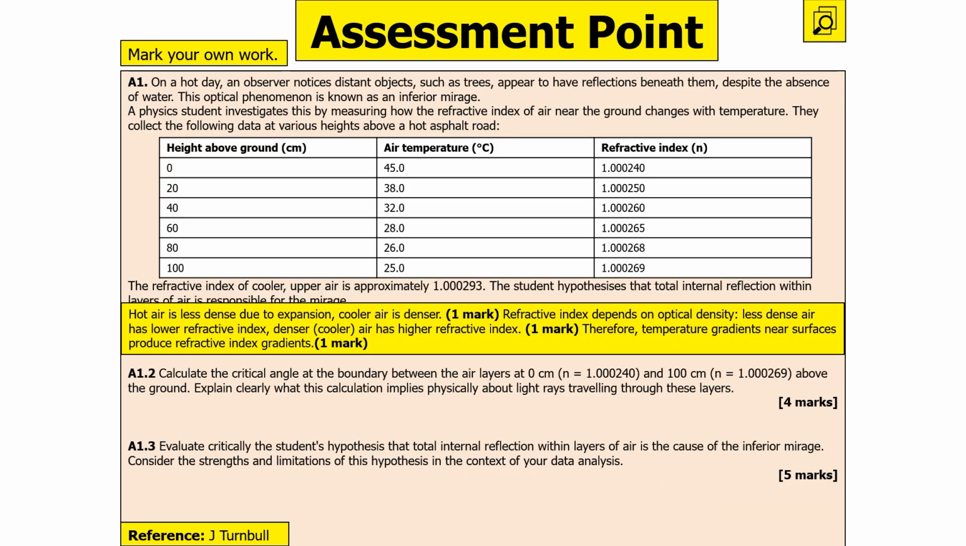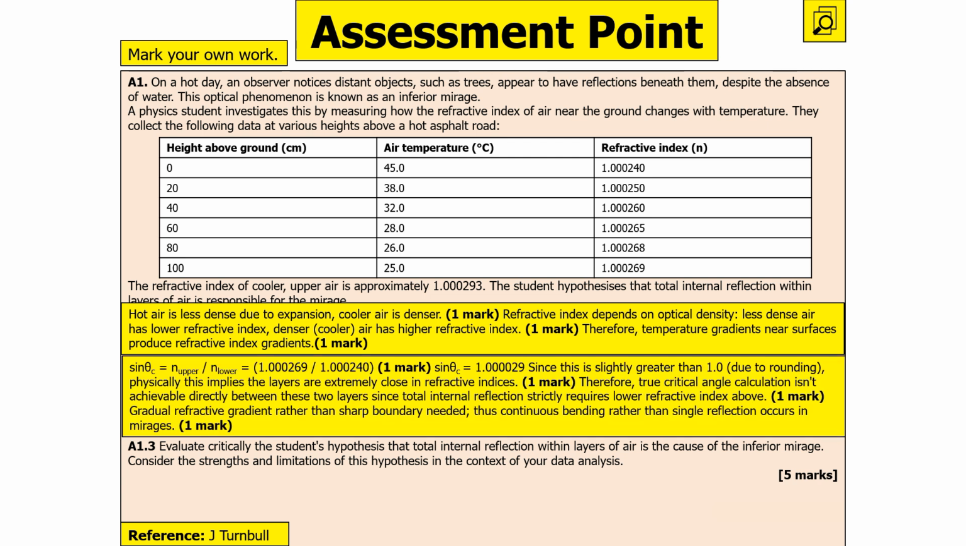Okay, hot air is less dense due to the expansion, and cooler air is therefore denser. The refractive index depends on the density. The less dense air has a lower refractive index, and the denser air has a higher refractive index. Therefore, the temperature gradients near the surfaces produce refractive index gradients as well.